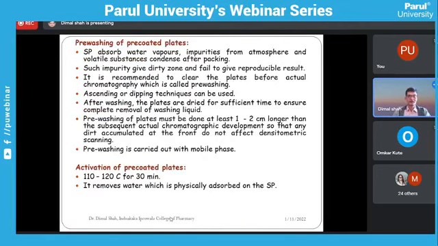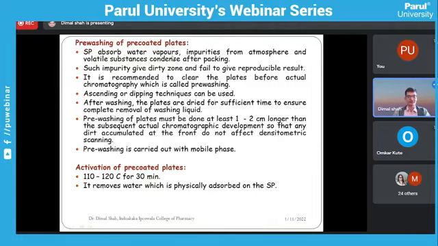Okay. Now, there are certain precautions that we need to observe with these plates also. We have to carry out pre-washing of these pre-coated plates. See, these plates are new, but over a period of time, the stationary phase absorbs water vapors, impurities from the atmosphere, and volatile substances after packing. And these impurities give a dirty zone, and it fails to give you a reproducible result.